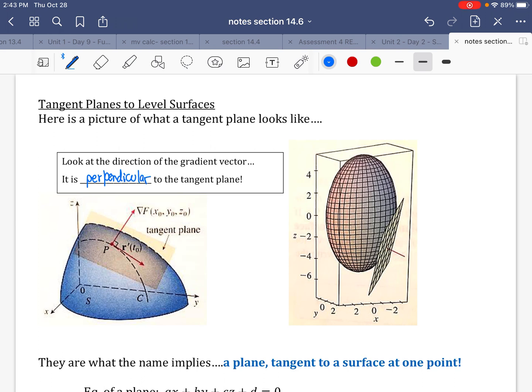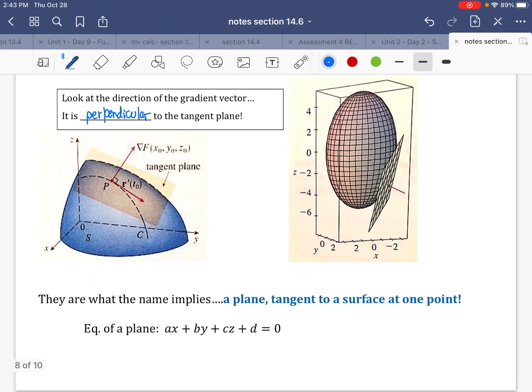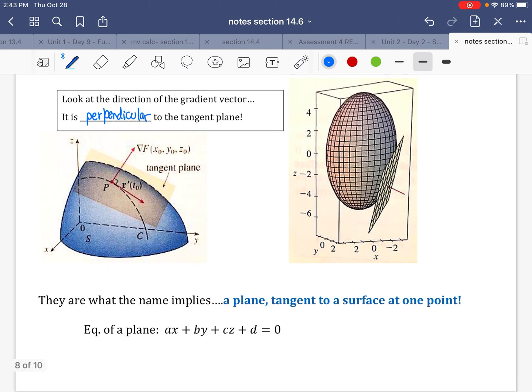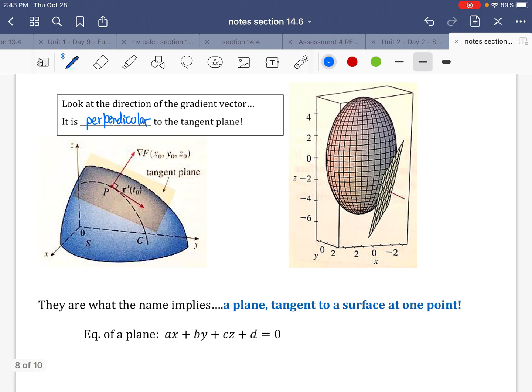to the tangent plane. Well, that's awesome, because when I make the equation of a plane, I want the normal vector, the thing that's perpendicular to the plane. And look at that, it already is. Yay! Okay. All right, so I got a plane, tangent plane at one point, tangent to the surface.